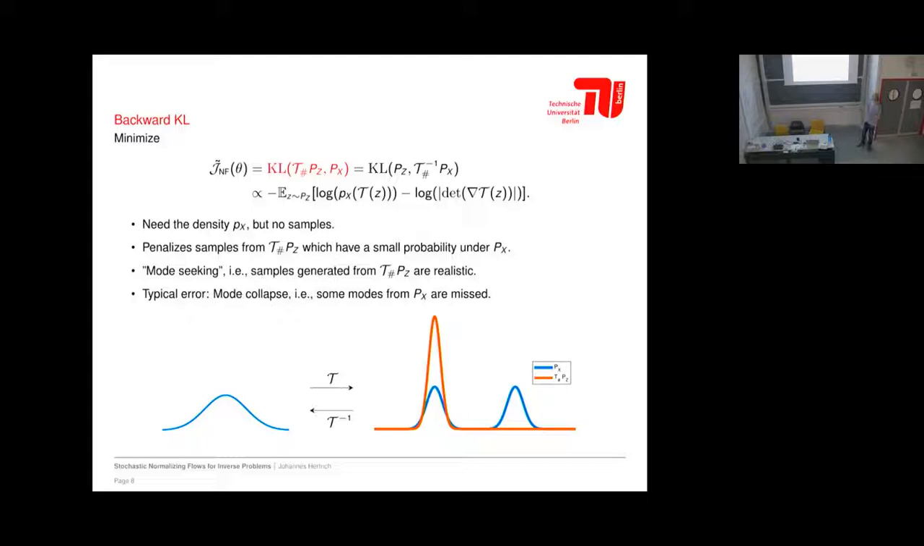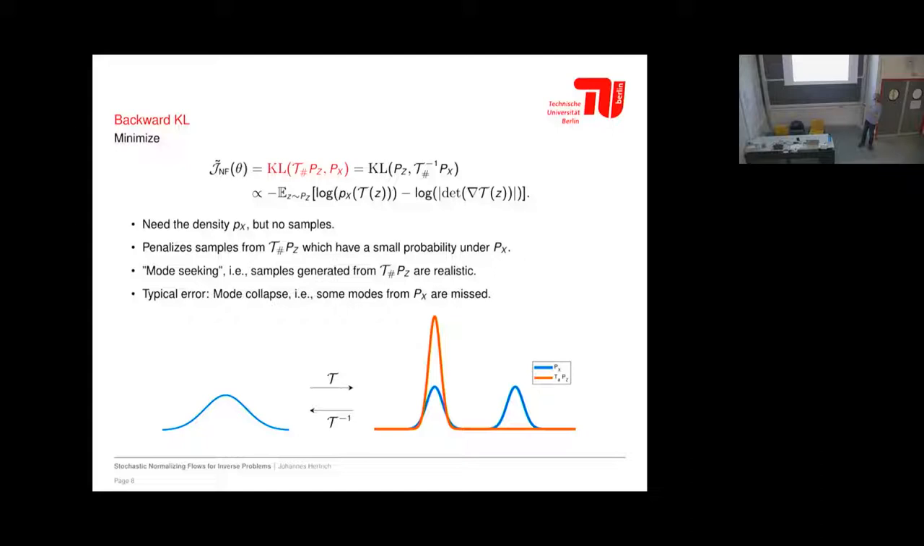And now it vice versa penalizes samples from our reconstruction with a small probability under our data distribution. So in fact, any sample from our reconstruction will be realistic, but we don't penalize samples from the data distribution which are not covered by our reconstruction. So a typical error is mode collapse, which is also known from GANs, that if I want to approximate a multimodal distribution, I just miss one of the modes.